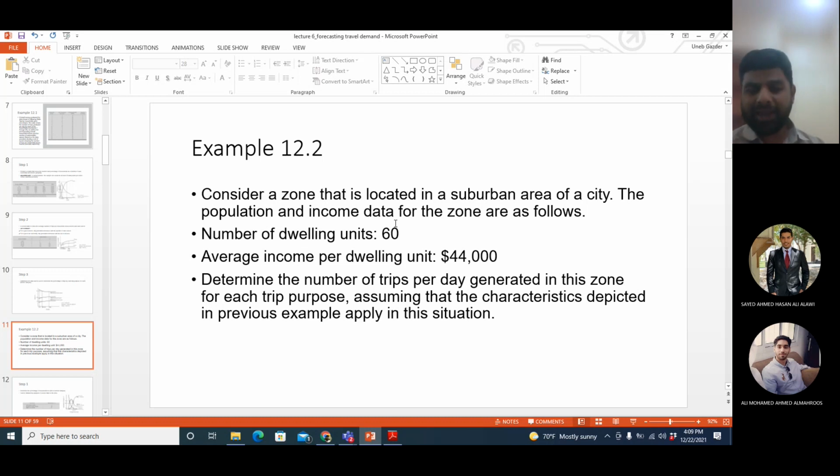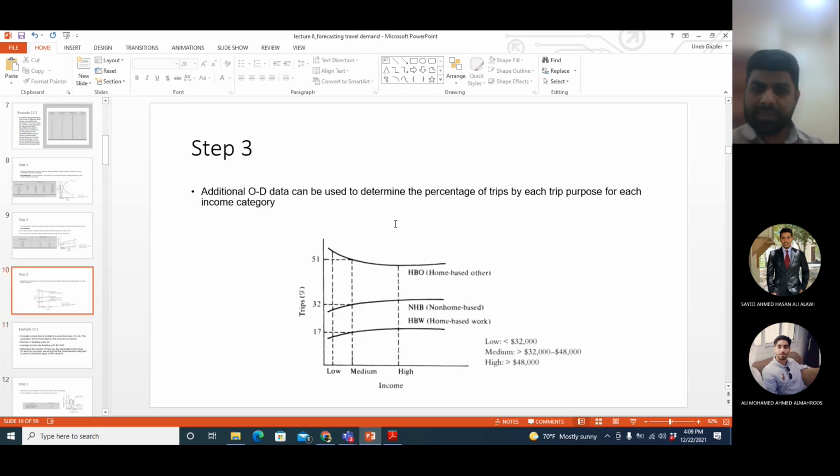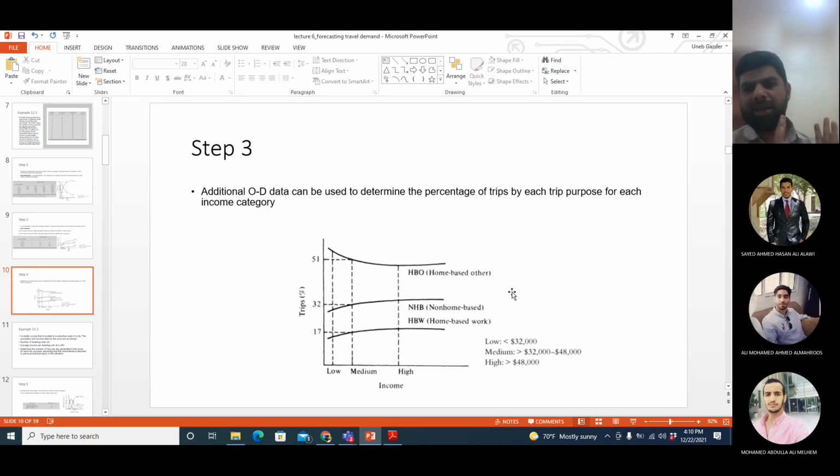Now, using that data and the relationships which we developed in the previous example, they want us to find out the number of trips per day generated from the zone for each purpose. Purpose means these things. These are three main purposes. Trip taken from house to somewhere else, trip taken from house to work, and trip which does not start from house. Three main categories. Okay, you can further subdivide it, but these are three main categories.